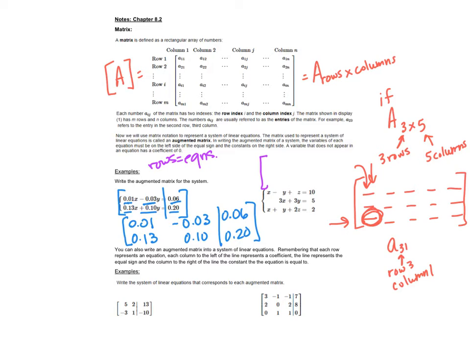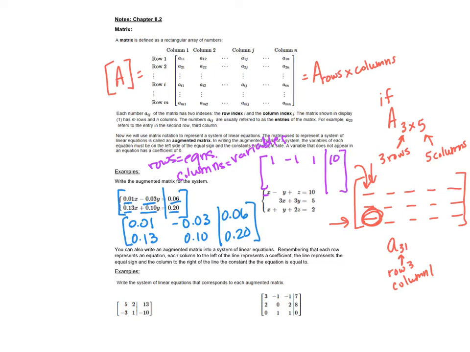Okay. And my columns are going to represent my variables. So I look here, if there's no number in front, I've got a 1 here. I've got a negative 1 for my y. I've got a 1 for my z. I've got a line for that equal sign, and then I'm going to put my 10.